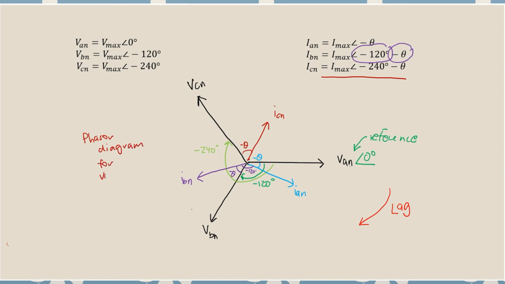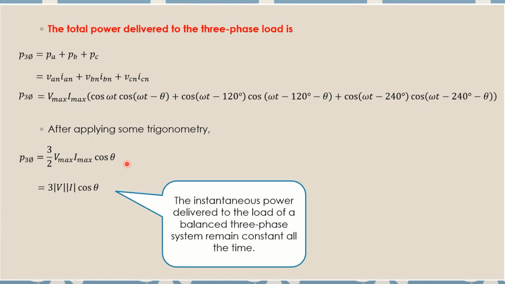For voltage and current, you have to know that this representation is called a phasor diagram. All of this is called a phasor diagram. You have to know that name. So this is going to be the last slide.